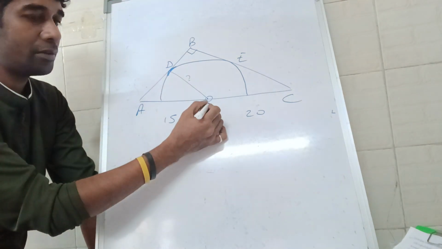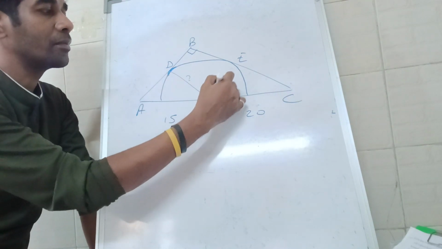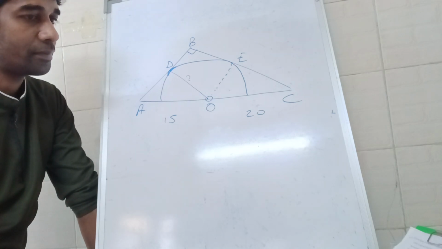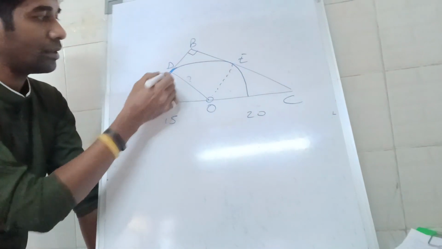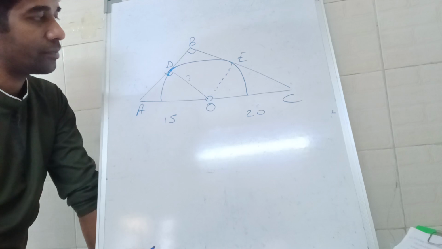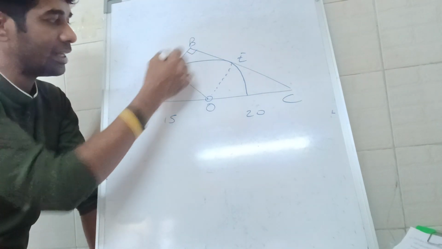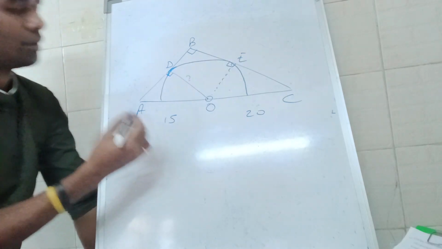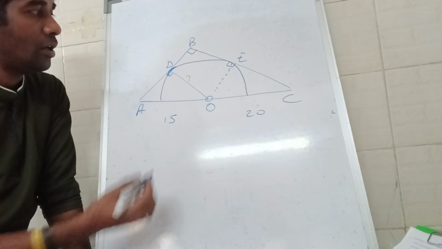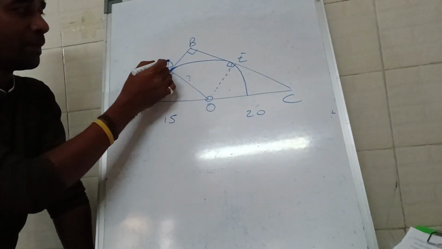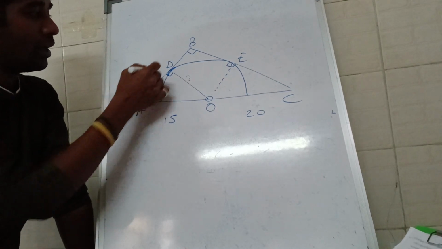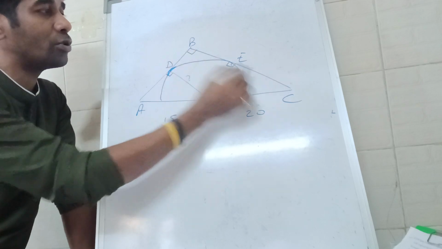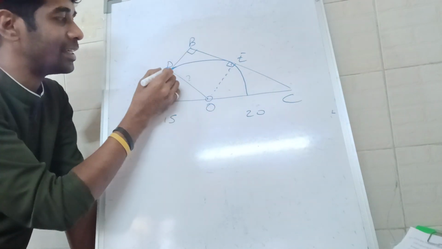Construction: join DO. If you want, you can join OE also. Now this is the radius here. This is a tangent, and this is the point of contact. OD is perpendicular to AB. AB is perpendicular to BC, that is 90 degrees, and OE is perpendicular to BC. So in 3 places we get 90 degrees.